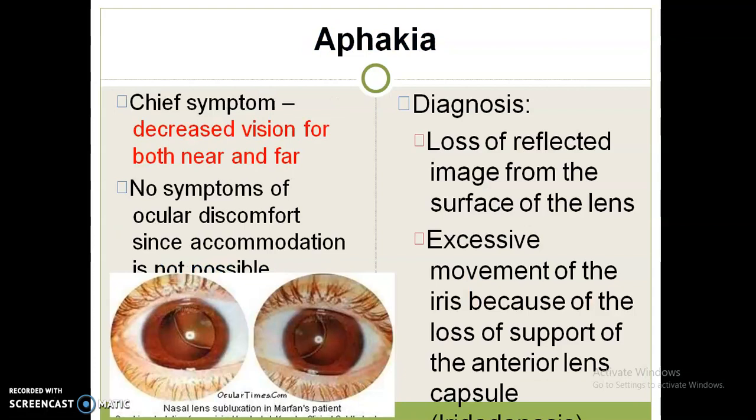The chief symptoms are decreased vision for both near and far objects, since the lens is not in position, and no symptoms of ocular discomfort since accommodation is not possible. Then diagnosis: loss of reflected images from the surface of the lens, or excessive movement of the iris because of the loss of support of the anterior lens capsule. These are the things in aphakia.